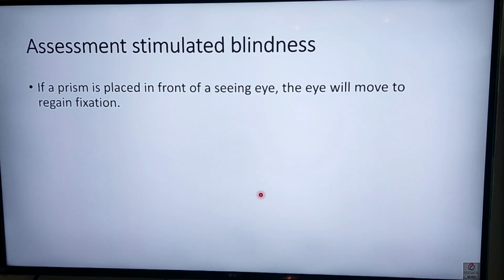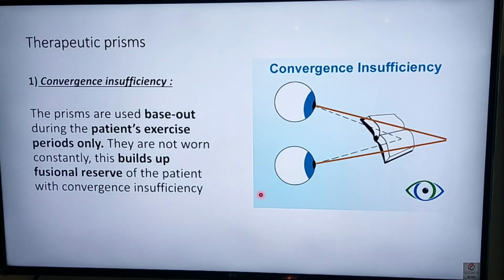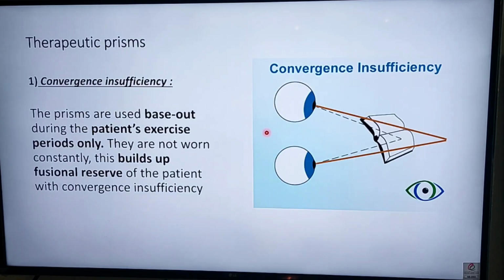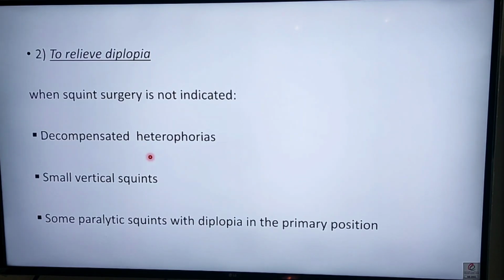Okay, and to check for blindness, what you would do is place the prism in front of the eye; it will move if it's a seeing eye. Right? Okay, so if there's convergence insufficiency, what prism would you use? You need to move the eyes inward. So yeah, base out. Over here we are using base out prisms, and they're not constantly worn, only during the exercise period.